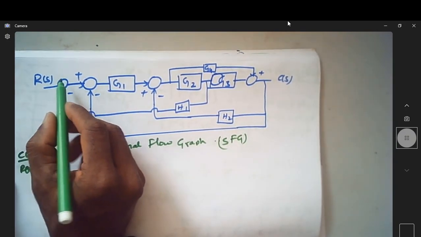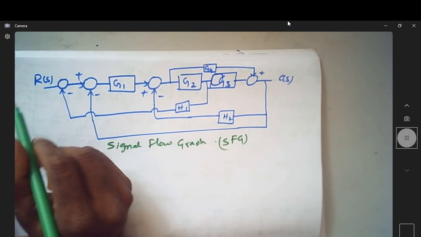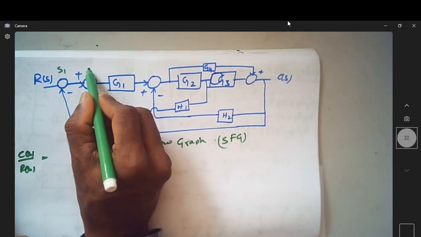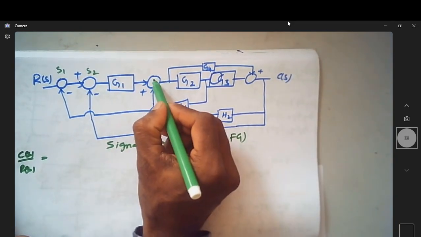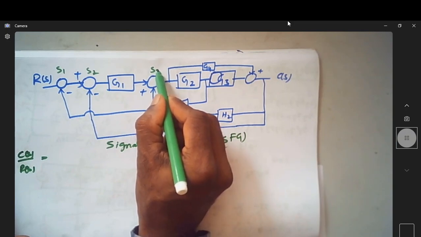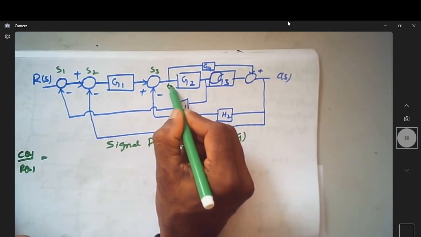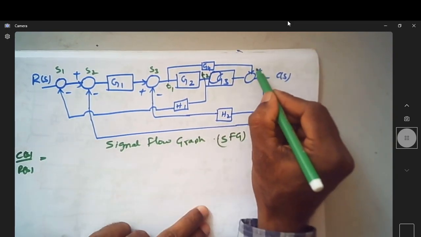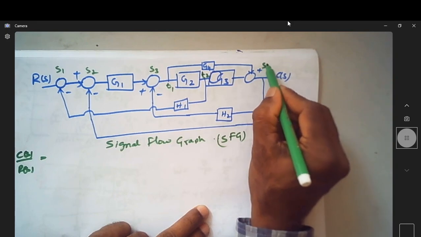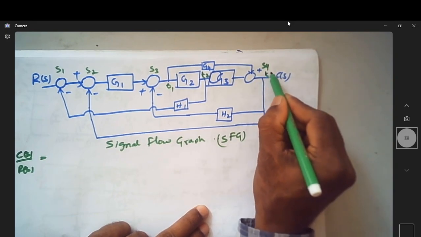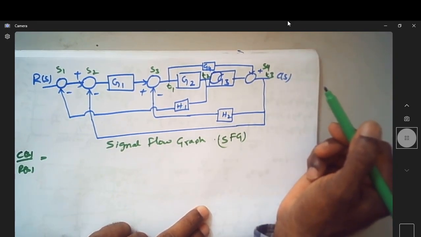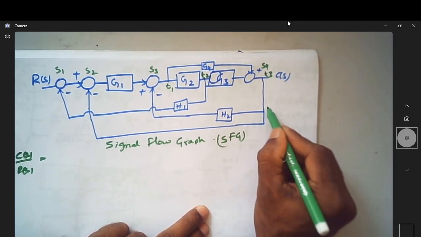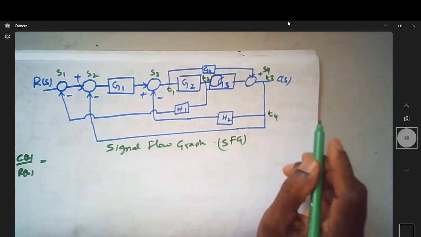let us identify all summing points and takeaway points. So this is one summing point, let me name it S1. This is the second summing point, S2. This is the third summing point, S3. This is one takeaway point, T1. This is the second takeaway point, T2. Let this be the fourth summing point, S4. Let this be the third takeaway point, T3. Maybe you can take this as another takeaway point, T4.